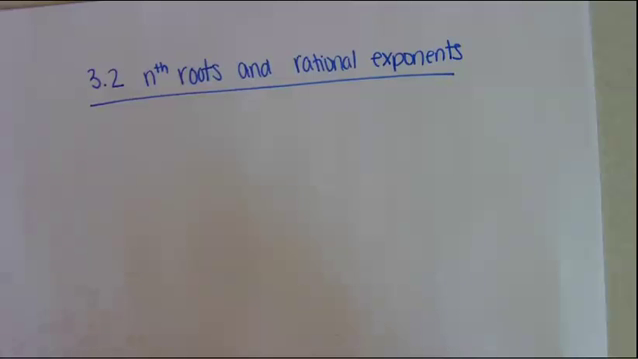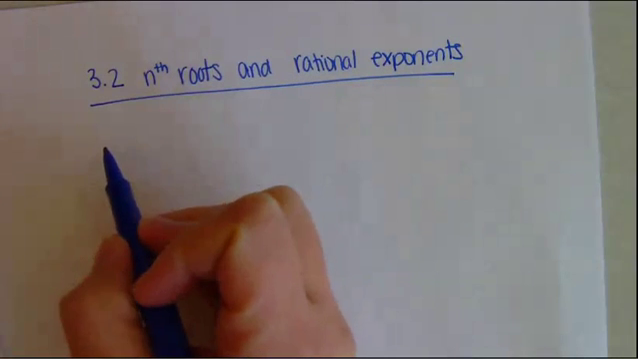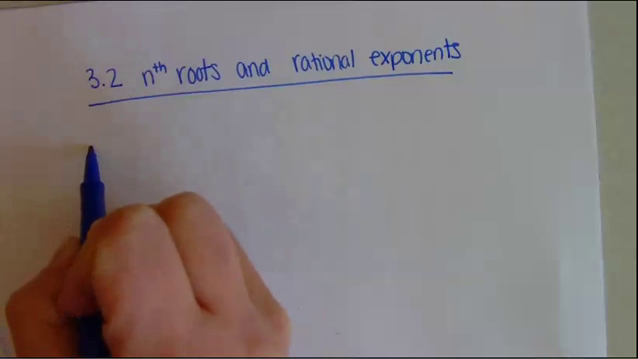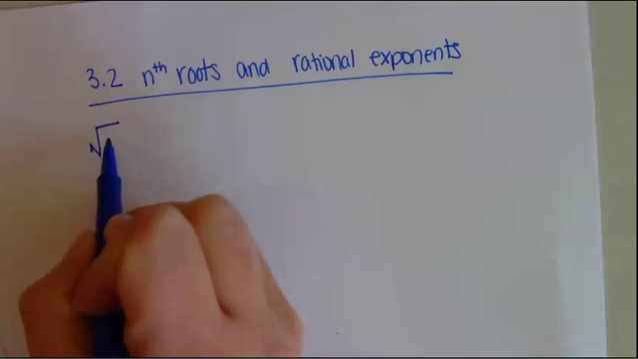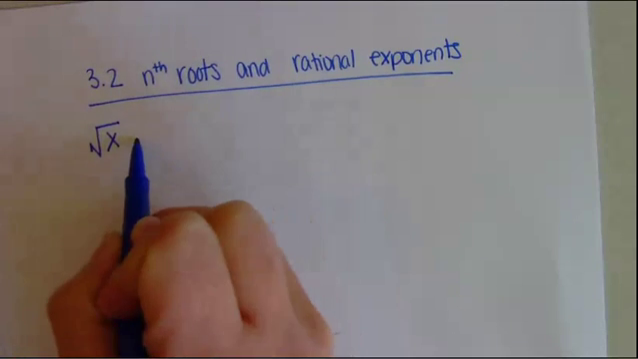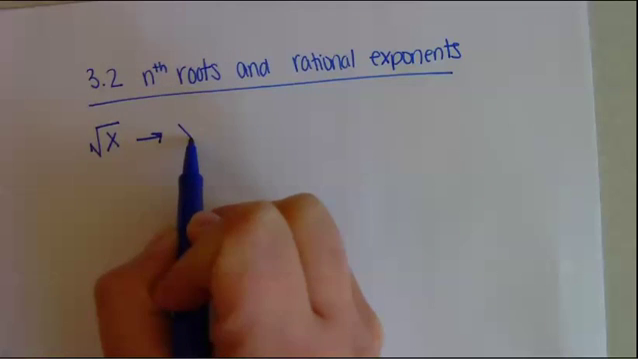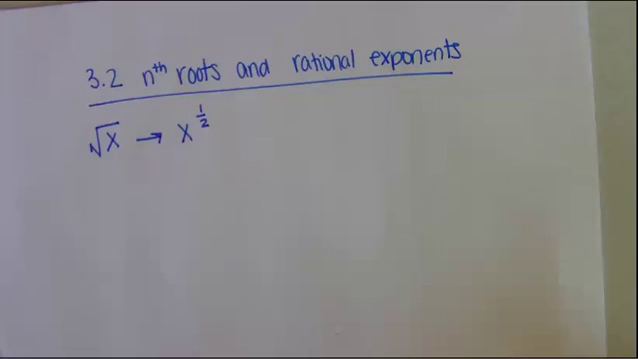So today we're going to talk about roots and rational exponents. I just want to show you that if we have the square root of x, whatever, that means the same thing as x to the 1/2 power. So rational exponents and radicals can be written the same.